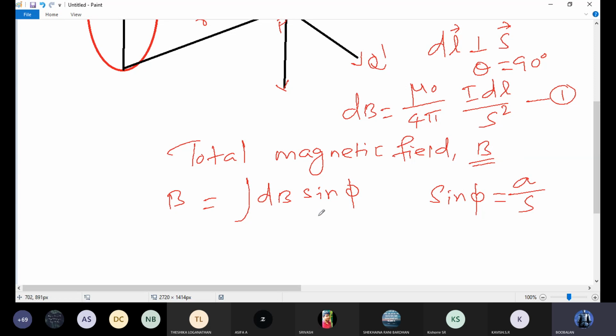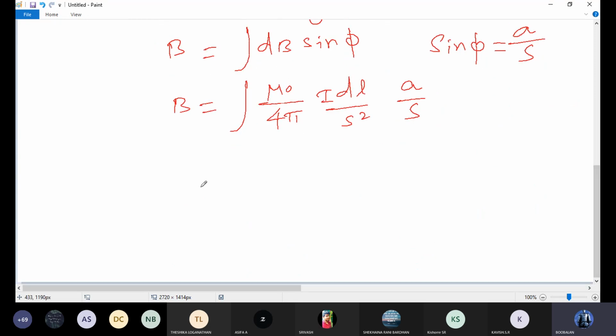So just apply in this formula. B equals the integral of mu naught divided by 4 pi, I dl divided by S square, with sin phi value A divided by S. So you will get B equal to mu naught I A divided by 4 pi S cube, since S square and S make S power 3, times the integral of dl.